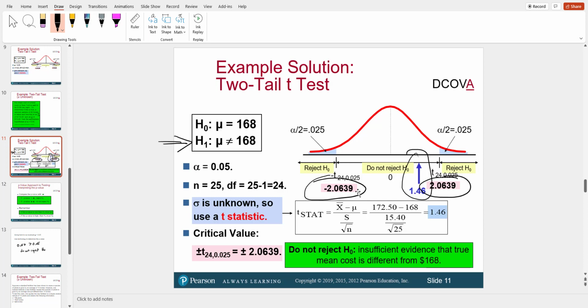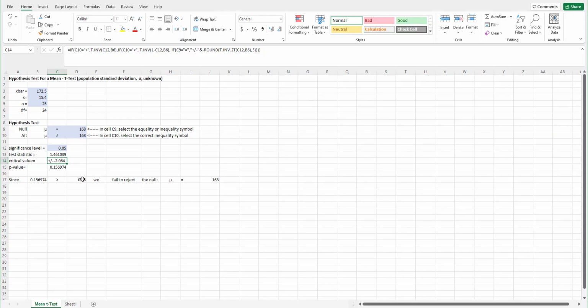I mean, you can if you want to do it by hand, but my Excel template gives you the critical values as well as the test statistic. It also gives you the p-value. And the p-value here is 0.156974, which you can just round to 0.157. And I take it a step further. I actually give you the answer.